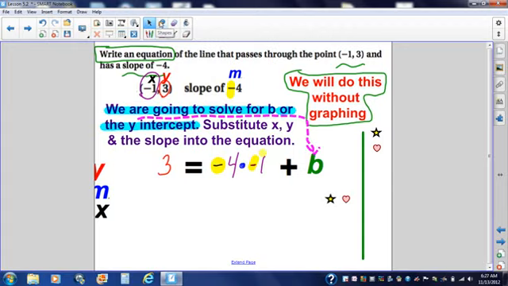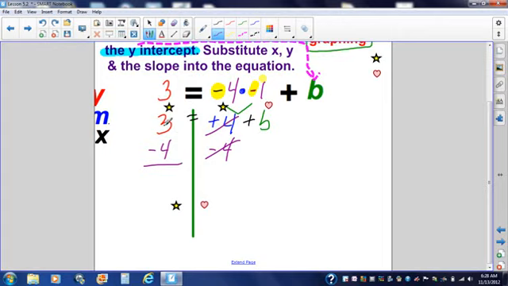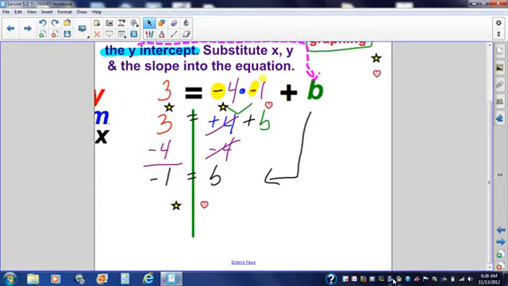So I am going to send +4 to the other side. How do I do that? When I cross over the line, I do the opposite. When I go outside the district, I do the opposite. The opposite of adding is subtracting. These will cancel. 3 minus 4 is -1. So b equals -1.